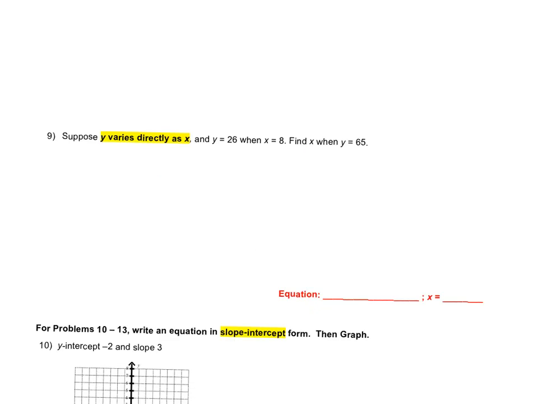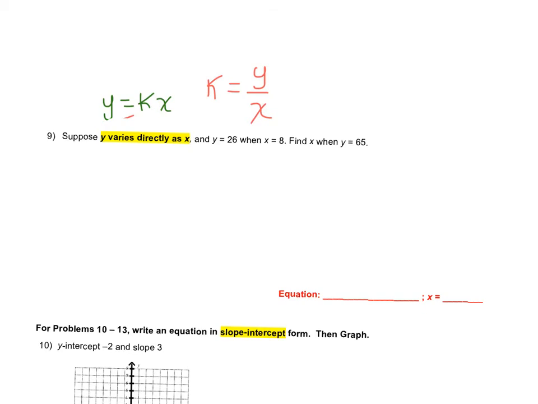Y varies directly as x, so as soon as I see those words, I know it's y equals kx, and what's k equal to? If y equals kx, k is equal to y divided by x, right? Yeah. Okay, so as soon as you see the words y varies directly as x, you already know it's y equals kx, and you know k is y over x. And if you forget that k is y over x, you could literally transform y equals kx, divide by x on both sides, and that's where you would get k is equal to y over x.